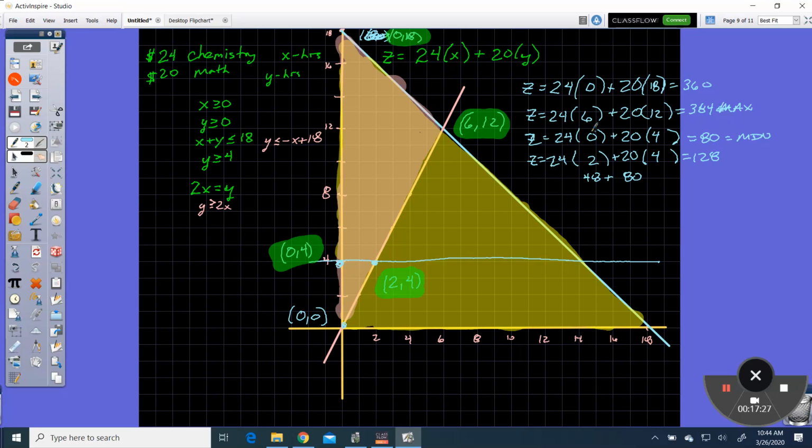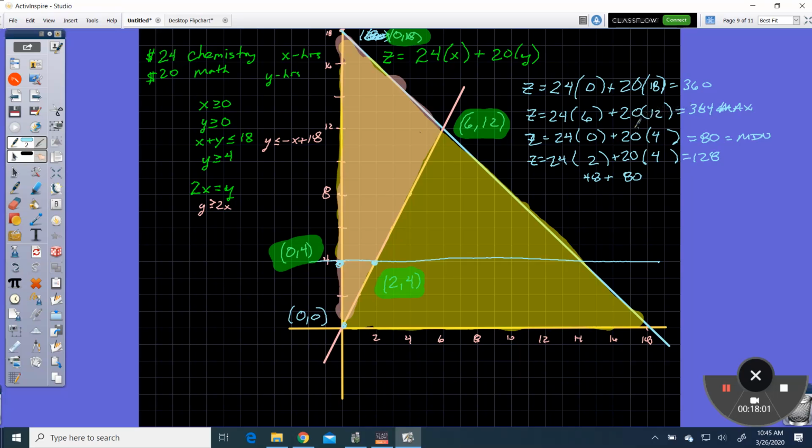So that's going back to the page. So on 22 it says find the vertices of the feasible region. So we've done that. That's these 4 that are in here. How many hours tutoring math and how many hours tutoring chemistry should Guyton work to maximize? We should do 6 chemistry and 12 math. What is his maximum income? $384 per week.